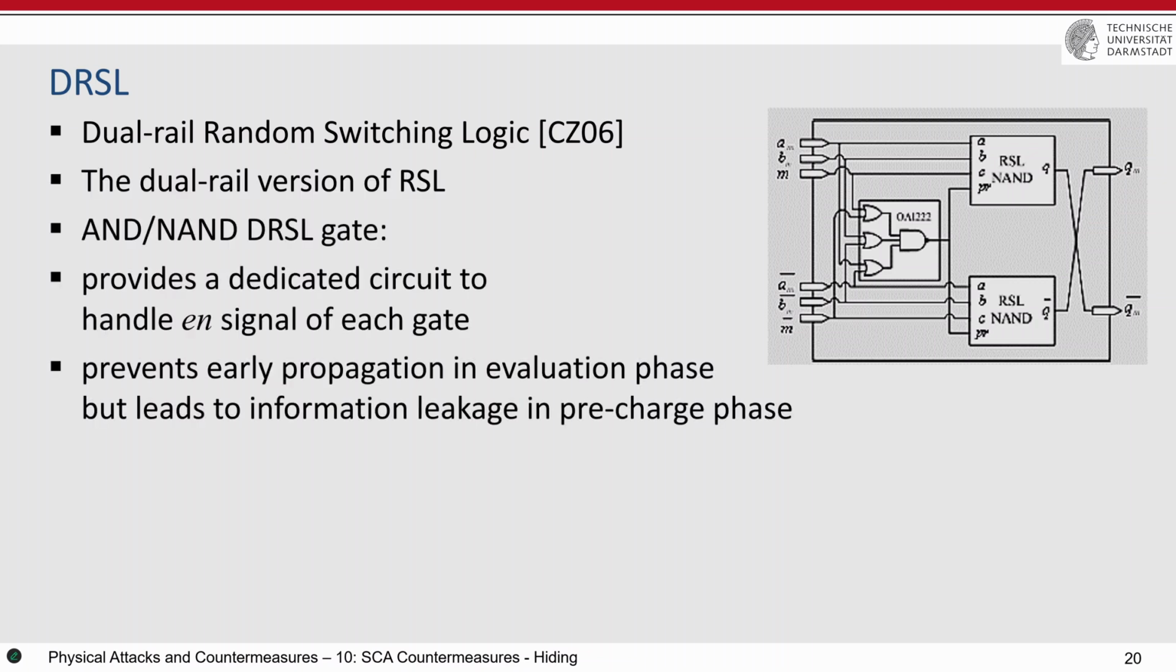This is what I already explained. It prevents early propagation. You see, it waits till all inputs are in the evaluation phase, and then it commands the gates to be evaluated. But it leads to information leakage in the pre-charge phase. It means that once one of the inputs goes to the pre-charge phase, instantly the output also goes to the pre-charge phase. This should also not be like this.